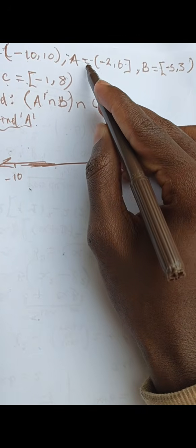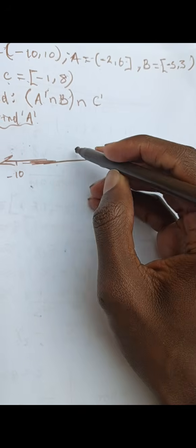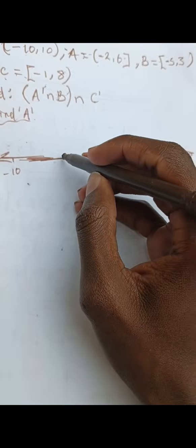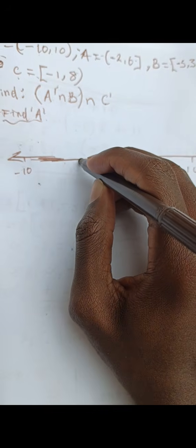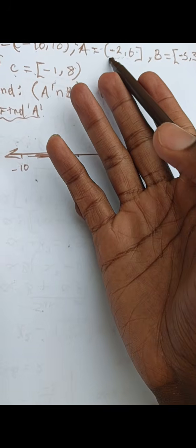Now let's put the interval of A on the number line. Of course, you're looking for the A complement, but first let's put the interval of A on the number line. But if you're sharp enough, if you can come up with the coordinates of A complement without having to draw this, then you can proceed.